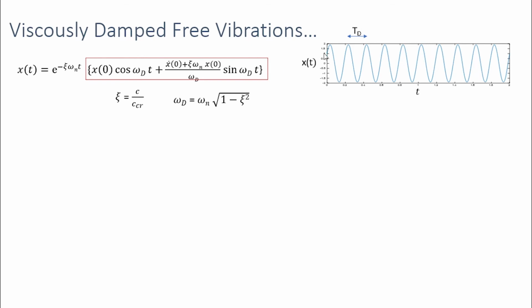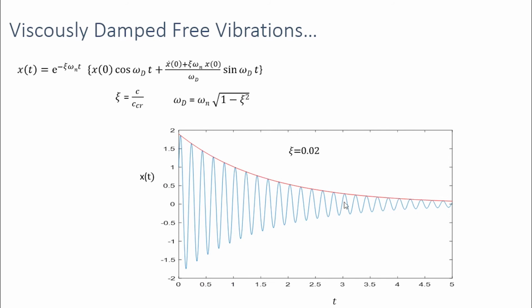This part of the solution does not decay in time. The amplitude is constant throughout. But when you look at the complete solution, our solution looks like this. This plot is for a damping ratio of 2%, that is zeta is equal to 0.02. So this is how the response is.